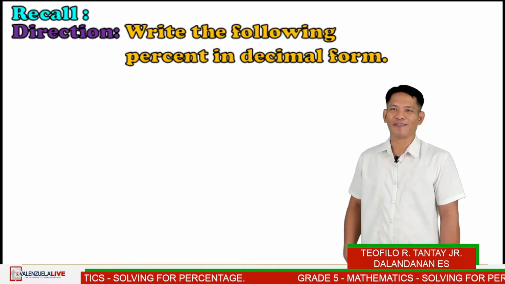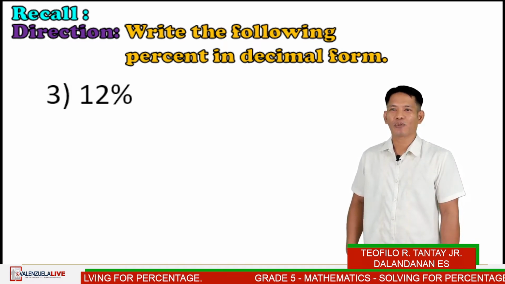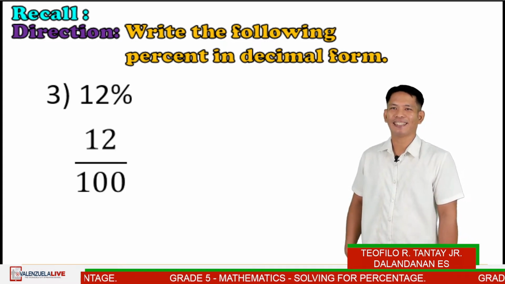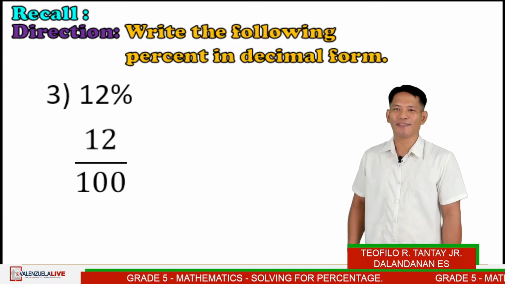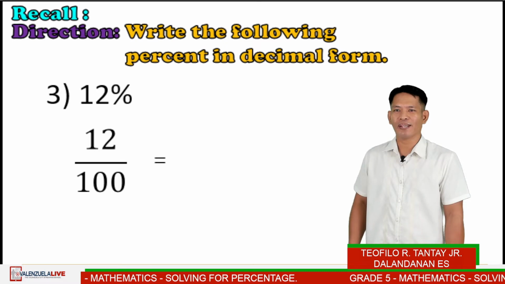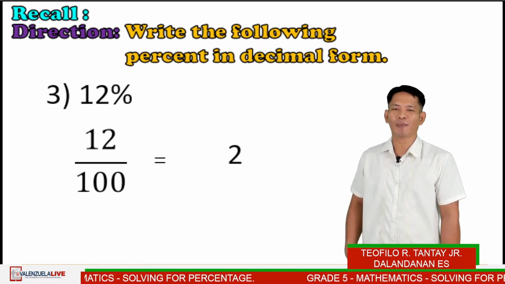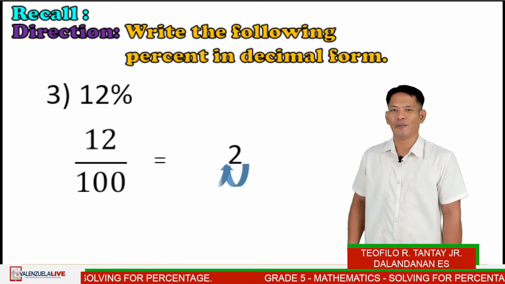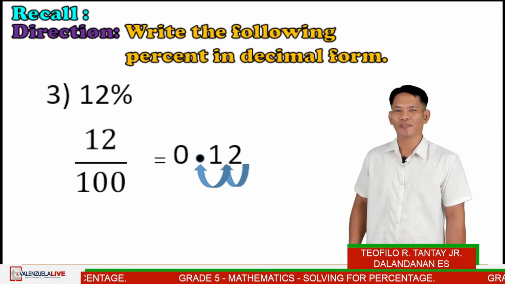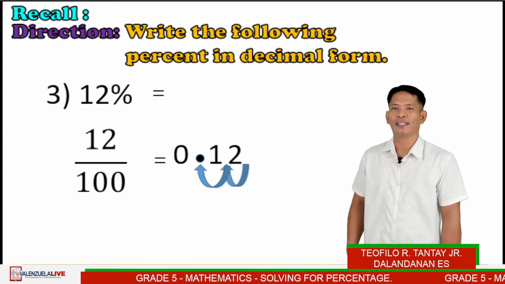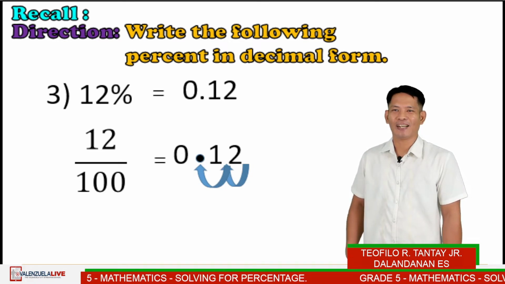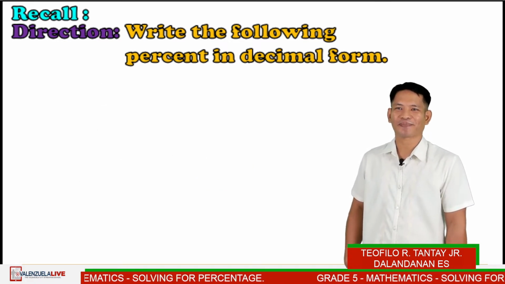Next one, number 3. What is 12% in decimal form? 12% can be written as 12 over 100. And of course, if we divide 12 by 100, we need to move the decimal point 2 places to the left. Therefore, we have 12% is equal to 0.12 or 12 hundredths.